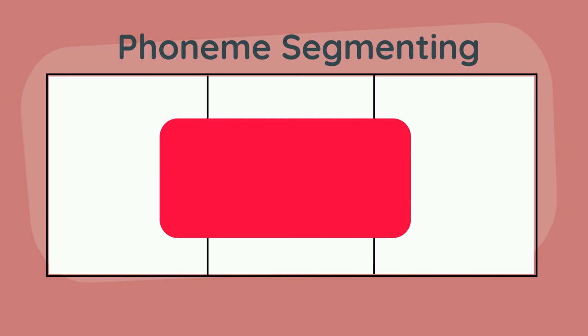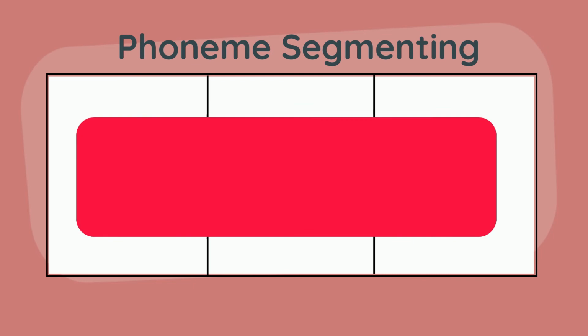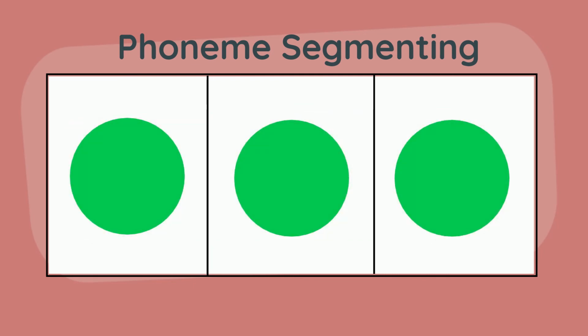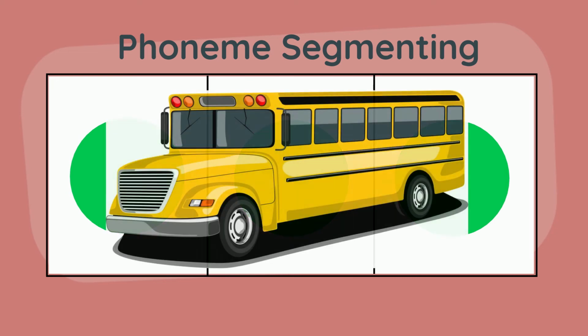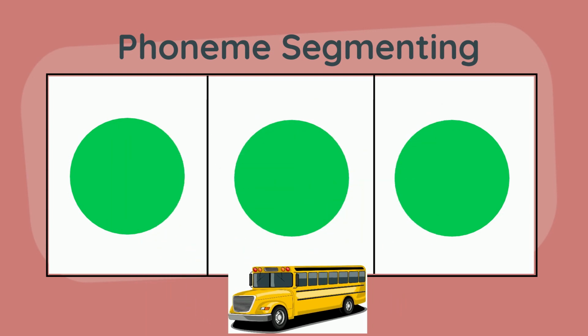Words are made up of phonemes. We can stretch those words out to hear each individual phoneme. This process is called phoneme segmenting. Segment the word bus into its individual phonemes by stretching it out slowly. B, a, s, bus.